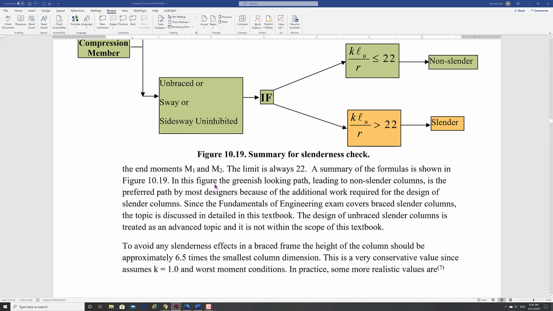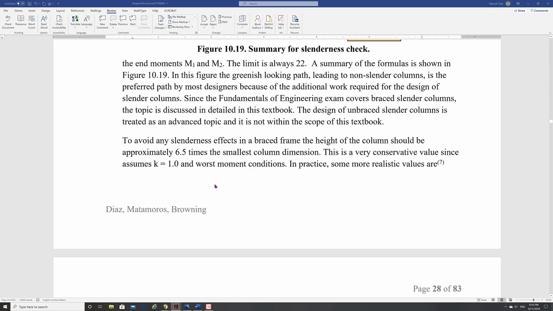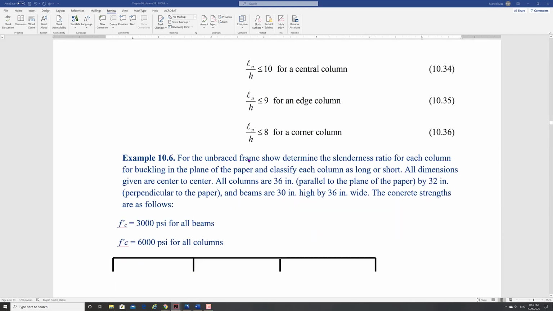All right. Now here are some recommendations. Some people say that to avoid any slenderness effects in a braced frame, the height of the column should be approximately 6.5 times the smallest column dimension. Yes, that will give you a non-slender case, right? But it's very conservative. Okay? A much better value are these ones right here.